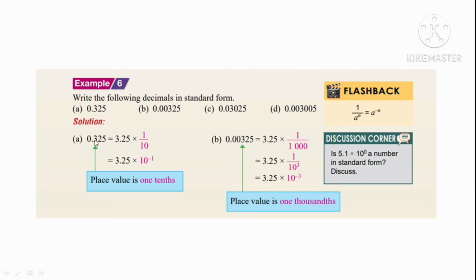Let's see the example here. 0.3325 equals 3.25 times 1 over 10, which is 3.25 times 10 to the power of negative 1. Why negative 1? Because we want to convert this fraction into decimal numbers. The same goes for this example, where it is negative 3.